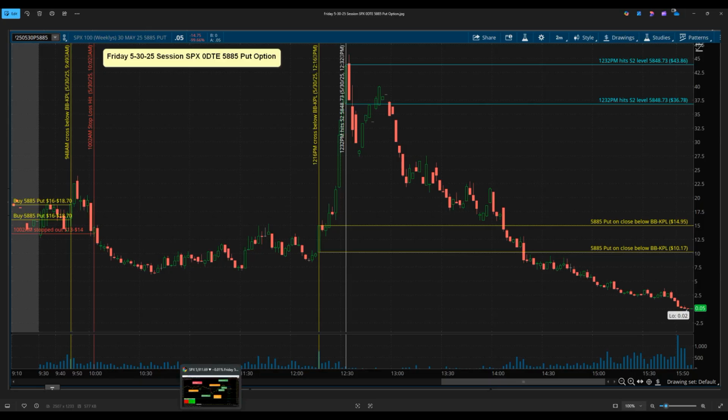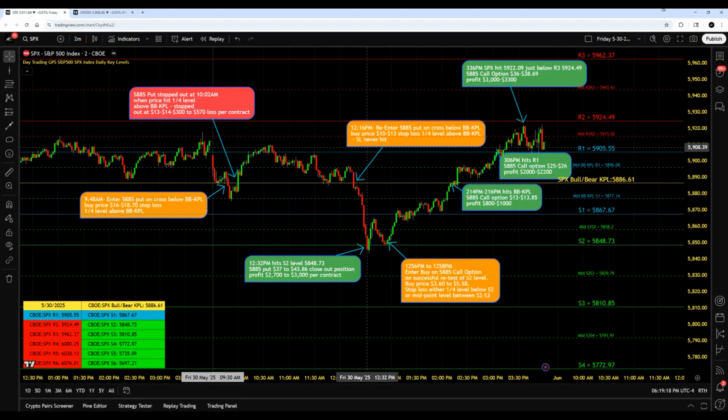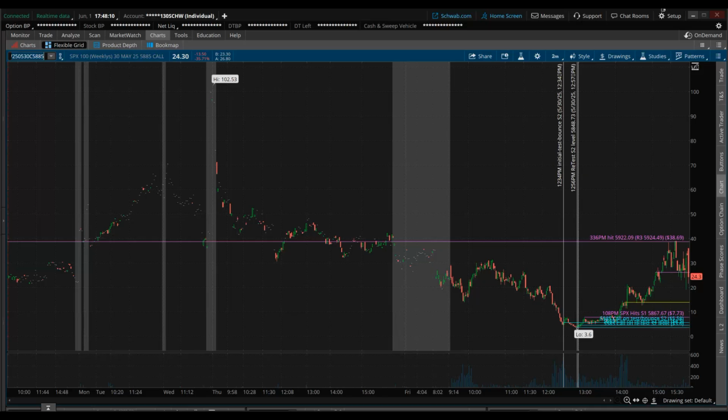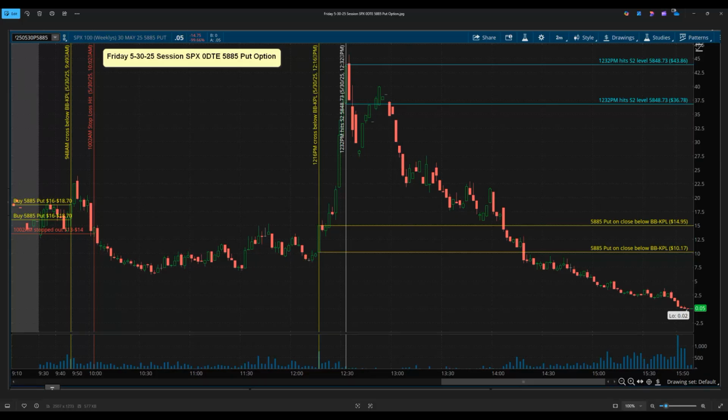However, if you go back here, really during that, there were plenty of opportunities to buy between 10 and 13. However, if you want to look at it differently with the high and low of that, you have a range of 10.17 to 14.95. So here's the 12:32 where it hits the S2 level. We have anywhere from 36.78 to 43.86.